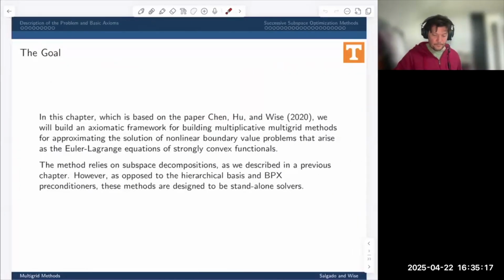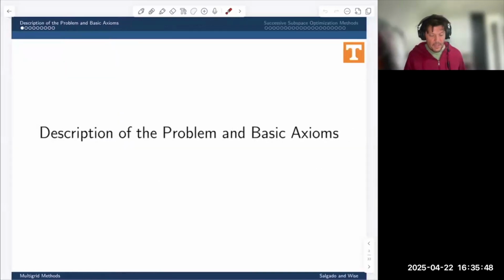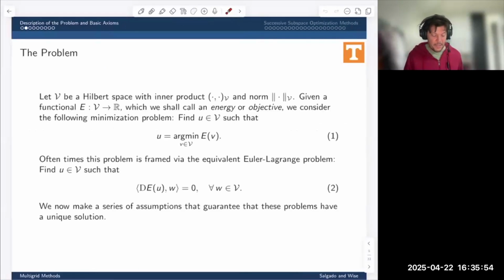So a lot of this material is based on a paper that I wrote 5 years ago with some collaborators from University of California, Irvine, and from Tufts University. And we were trying to come up with a new strategy for, basically, we were thinking about it as a multigrid method, but at the end of the day, it turned out to just be a new kind of optimization method.